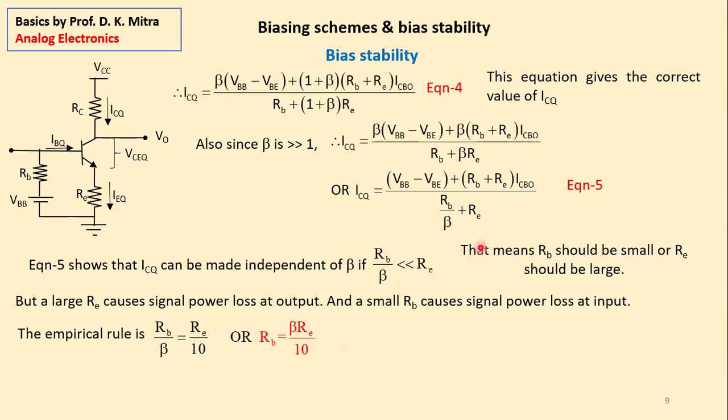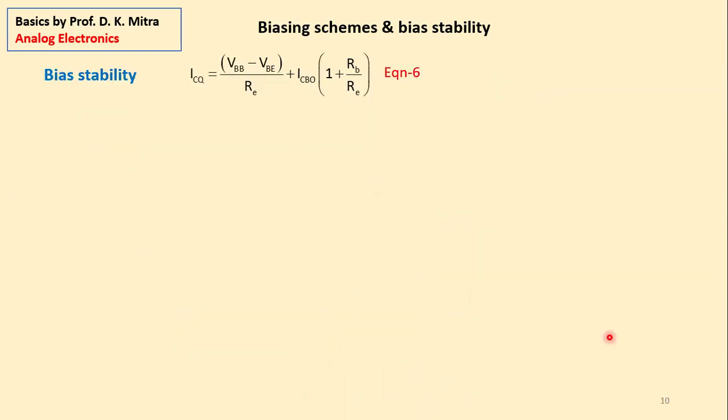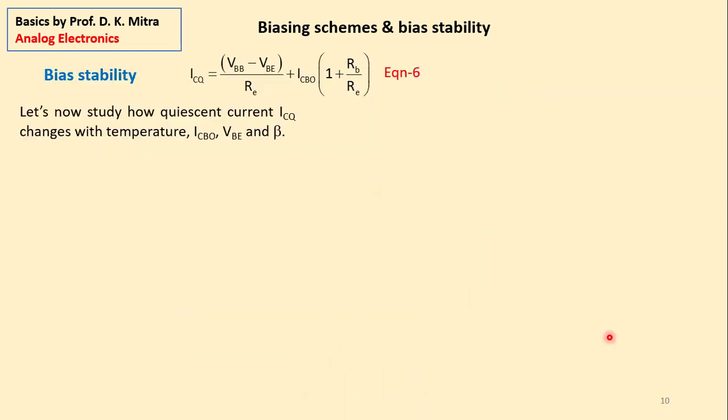If you do that, then we approximate this. We remove RB by beta from this equation, and ICQ becomes VBB minus VBE by RE plus ICBO into RB plus RE by RE. So this is equation 6. Right? So ICQ, or quiescent collector current, becomes independent of beta. So this was equation 6.